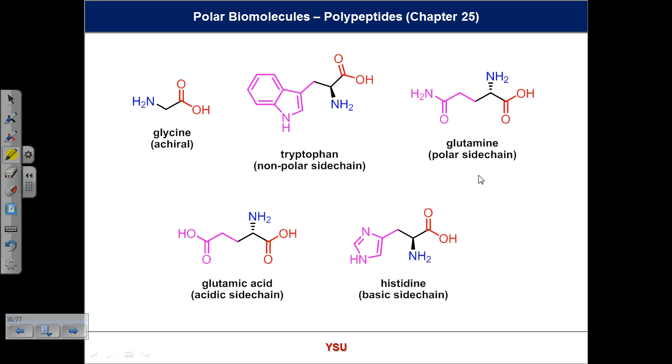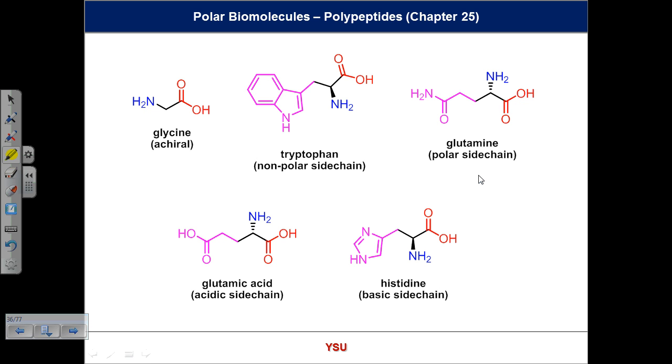Top left, I've got the simplest example, which is glycine, which is achiral, and that is a very simple organic molecule. I've been saying for weeks now that we're building up in terms of complexity by adding different functional groups. There you have a bifunctional molecule. At one end of the molecule, it's NH2, which is basic and nucleophilic. At the other end, you have a carboxylic acid, which is electrophilic or acidic.